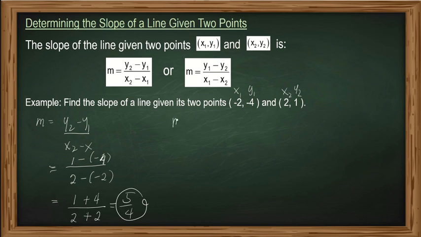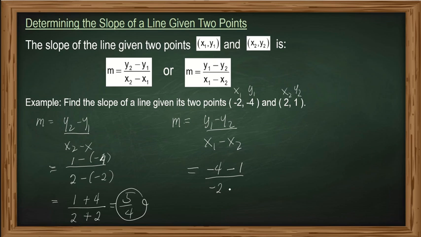Okay? We can also make use of the second equation. We have y sub 1 minus y sub 2 over x sub 1 minus x sub 2. Let's substitute. Our y sub 1 is negative 4. Then we have our y sub 2 is 1. Then we have our x sub 1 is negative 2. Ma'am, bakit hindi na siya ilagay sa parenthesis? Nauna naman kasi siya. Kapag kasunod lamang siya, mas magandang ilagay sa parenthesis. Okay? How about our x sub 2?